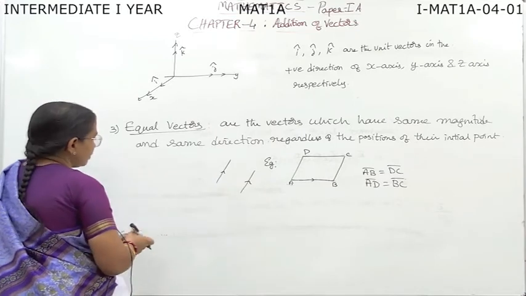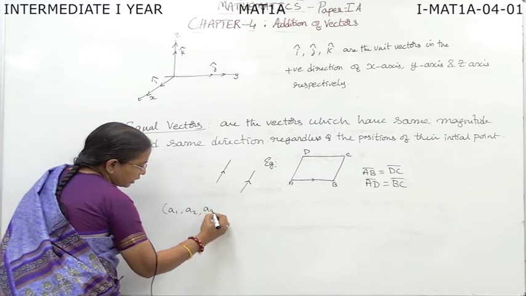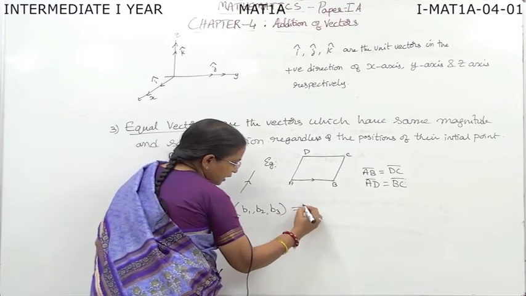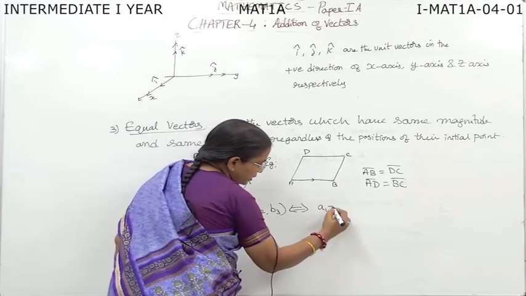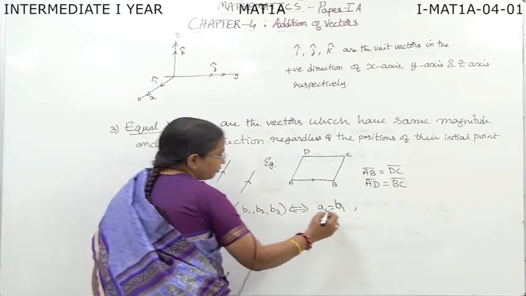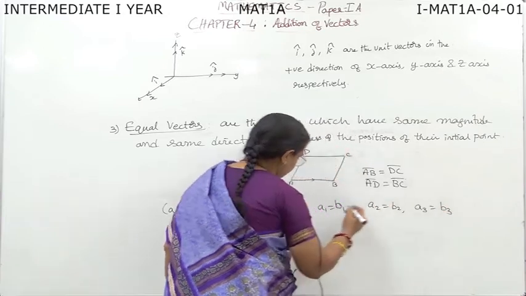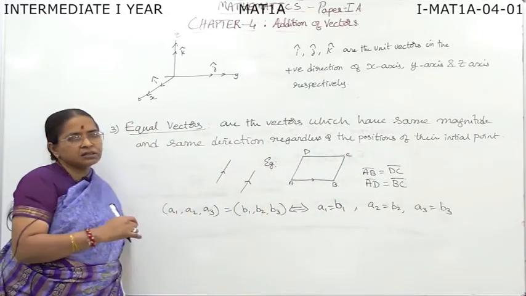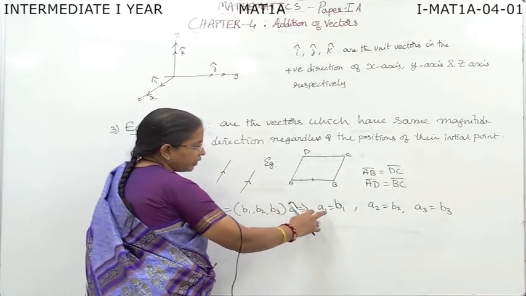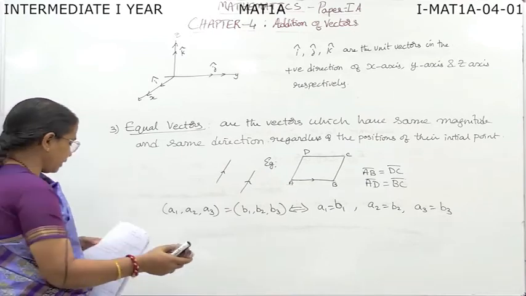Now, in terms of an ordered triad, suppose you have vector (A1, A2, A3) equal to vector (B1, B2, B3). Then this implies and is implied by A1 equal to B1. First coordinates should be the same. A1 should be equal to B1, A2 should be equal to B2, and A3 should be equal to B3. Only then are these two vectors said to be equal. So two ordered triads are equal if and only if their corresponding coordinates are equal.